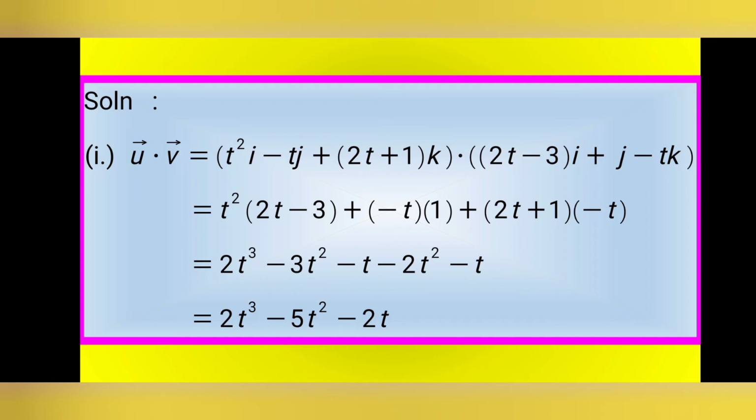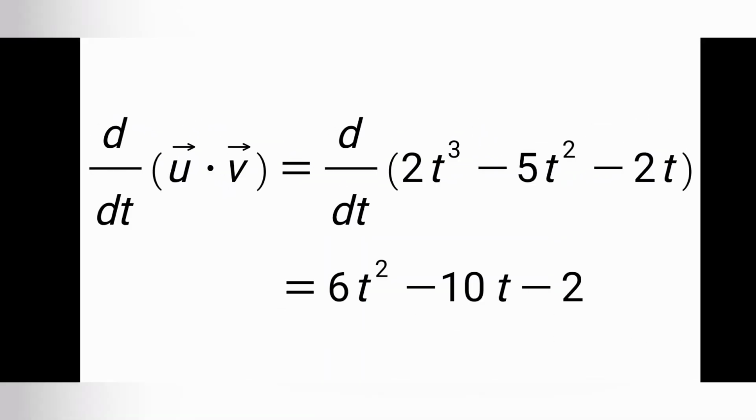If you do that, you're going to have 2t³ − 5t² − 2t. Then, since we have gotten the dot product, we will now take the derivative of the dot product. The derivative of the dot product gives us 6t² − 10t − 2.